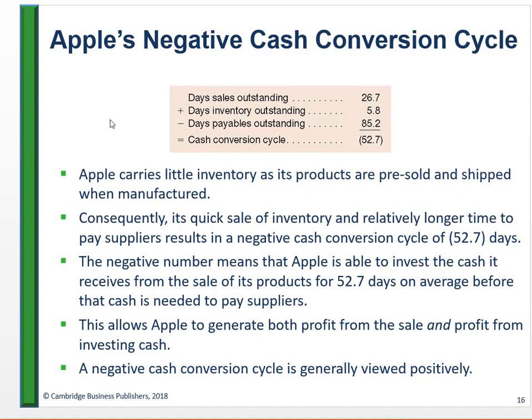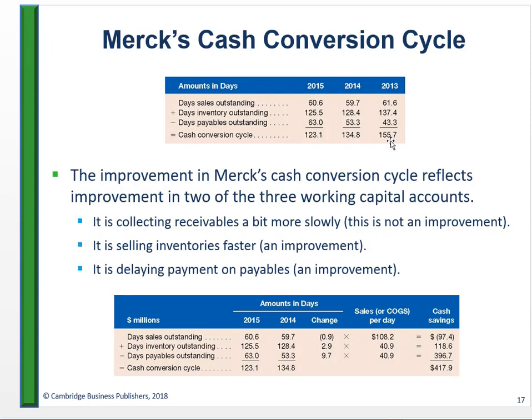Apple's negative cash conversion cycle is shown on slide 16 here, where you have days sales outstanding, days inventory outstanding, and days payable outstanding footing or summing to a negative cash conversion cycle of 52.7. And here, like a lot of the things that Apple does, this is very, very impressive. Now let's contrast that to a company like Merck, where we see that rather than being negative, in the last 3 years they've had 155, 134, 123. This is trend analysis. We can see that that's definitely moving in the right direction.